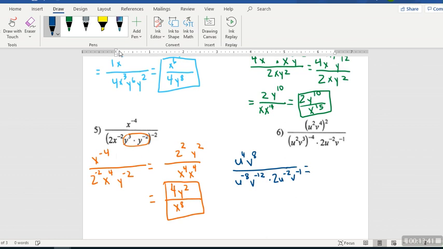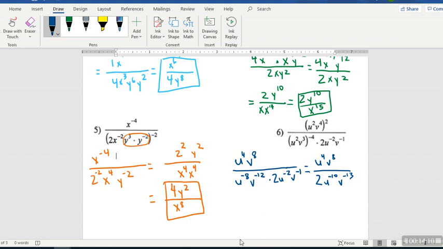All right. We'll combine anything we can here in the denominator first. So I'm going to leave the numerator the same, u to the 4th, v to the 8th, over 2, u to the negative 8, u to the negative second. Add those up. That's u to the negative 10, v to the negative 12, and v to the negative 1 gives us v to the negative 13th.